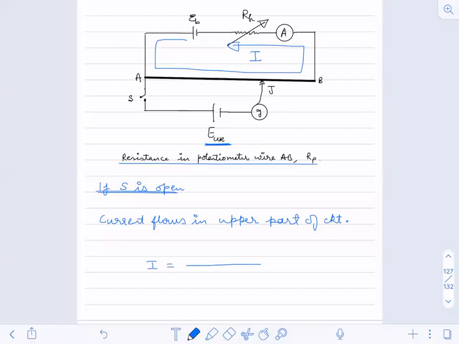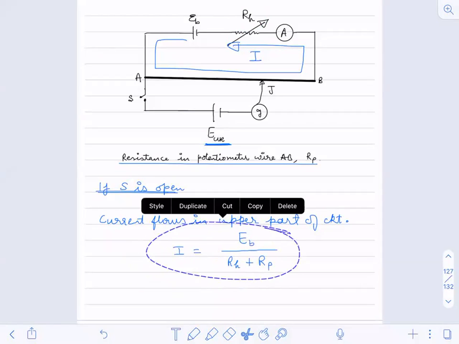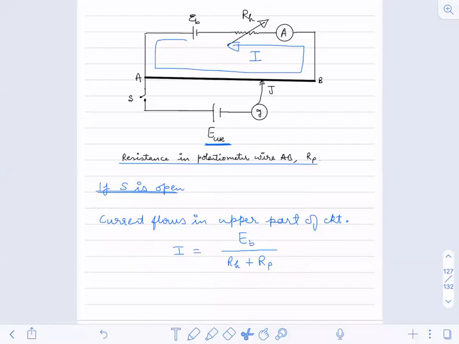So I you can write as EB divided by RH, where RH is the unknown, the external resistor, plus RP, where RP is the resistance of the potentiometer wire. So this will be the current value. This much amount of current actually flows in the upper part of the circuit when S is open.